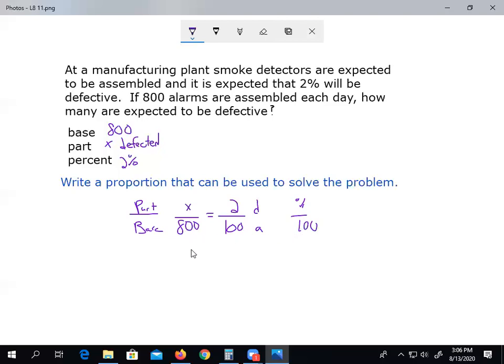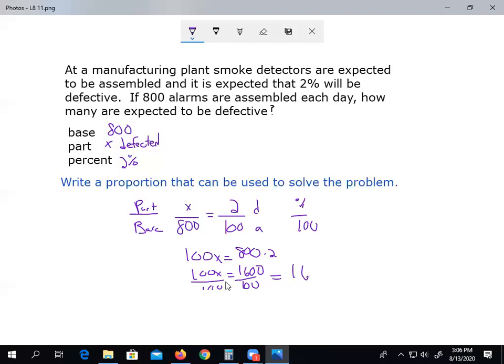So when I solve the problem, what we have is 100 times X, because we cross multiply to solve it. And that's going to equal 800 times 2, which is going to equal then 100x is going to equal 1600. Then if I solve that equation for x, I have to divide each side by 100. So if I divide this side by 100, we end up with then 16.